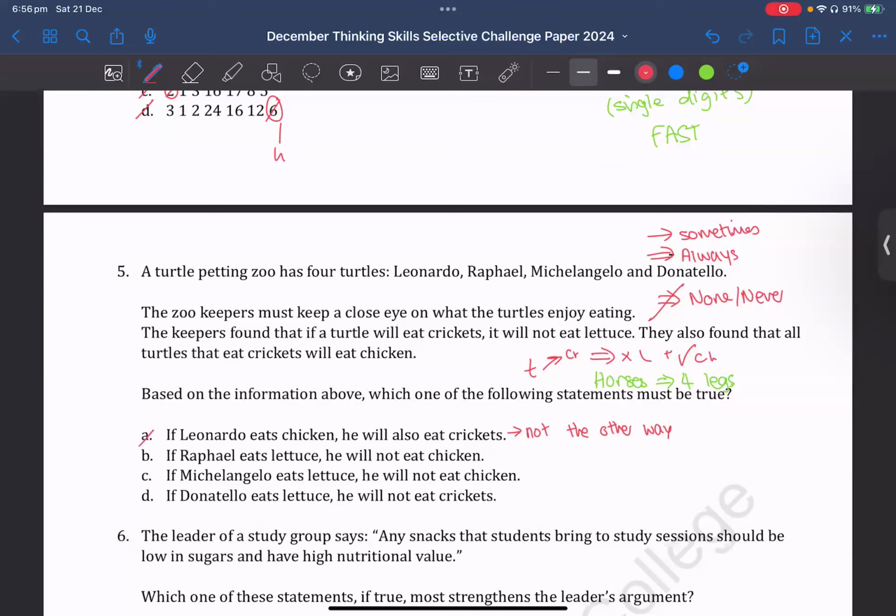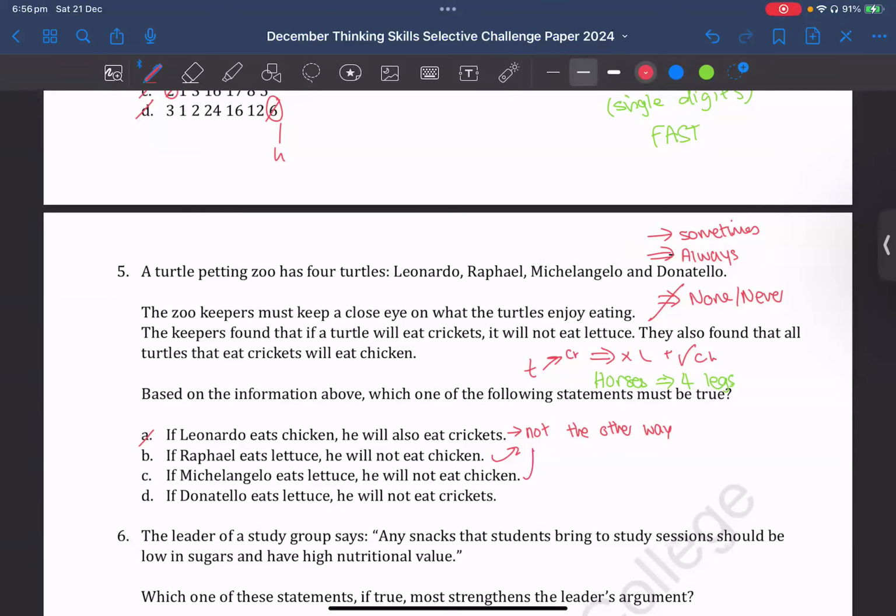And B says if Raphael eats lettuce, he will not eat chickens. And once again, we don't know, right? It says if a turtle eats crickets, then it doesn't eat lettuce, but it still eats chicken. I don't know if the turtle eats lettuce, it won't eat chicken. Like, we don't know that because it's just not mentioned. And if Michelangelo eats lettuce, he will not eat chicken.